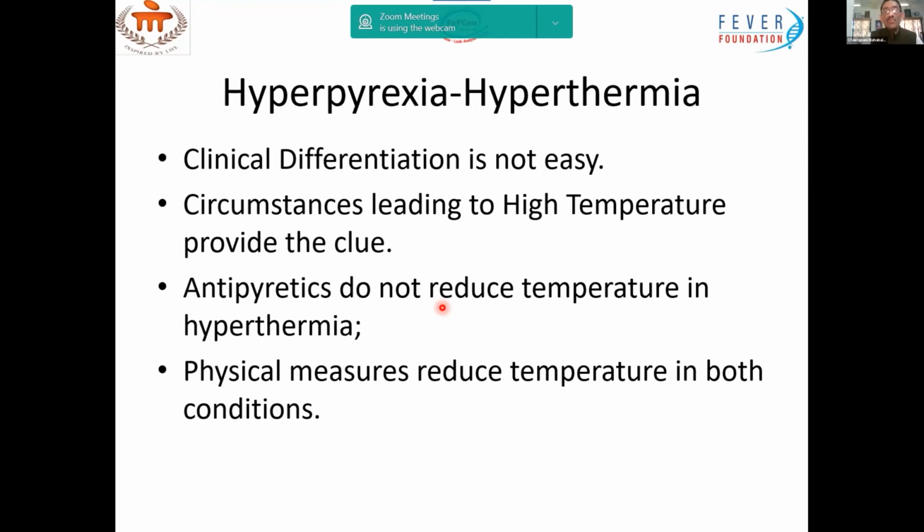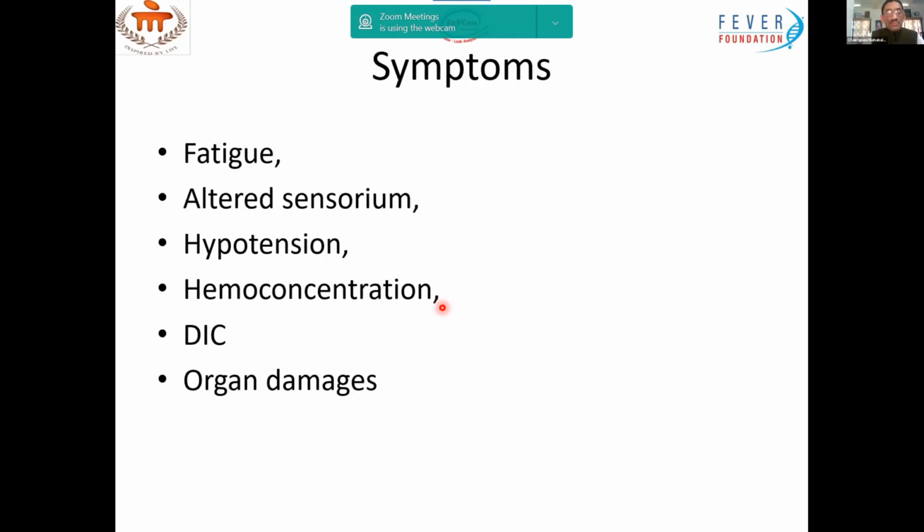Both will give rise to very high body temperature, both will have dry skin, both will have complications because of high temperature. What we need to look at is the circumstances leading to high temperature, and this is what will give us the clue. Antipyretics do not reduce temperature in hyperthermia because antipyretics only act by reducing the set point of the hypothalamus, which is not altered in hyperthermia. So in hyperthermia, antipyretics generally do not produce much of a benefit, whereas physical measures reduce the temperature in both hyperpyrexia and hyperthermia.